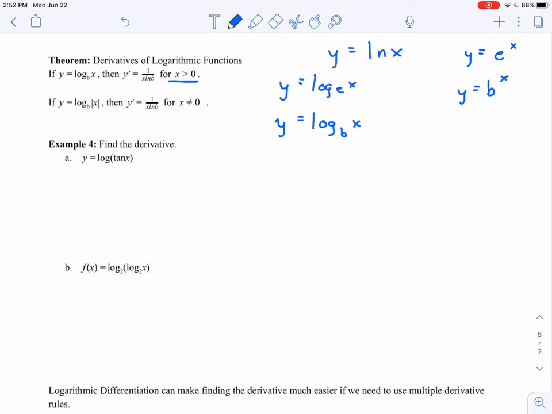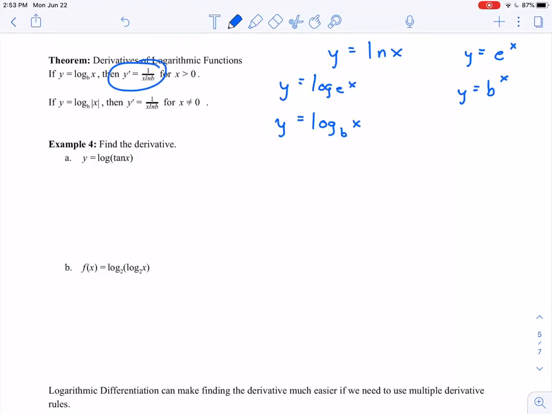This part right here, for x greater than 0, is simply stating the domain of the logarithm function. I know that the domain of a logarithm is only positive numbers. It doesn't work with negative numbers. It doesn't work with 0. So we just need to be aware of that. Not going to have a huge impact on our derivative, and you certainly don't need to mention this when you give a derivative.